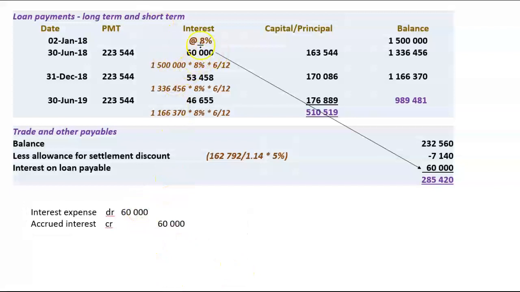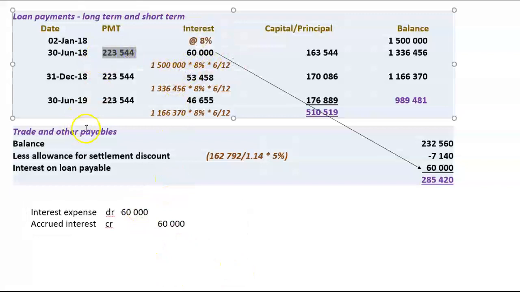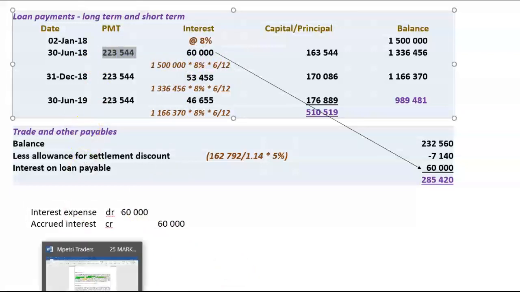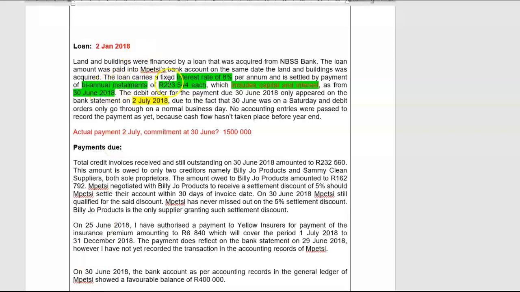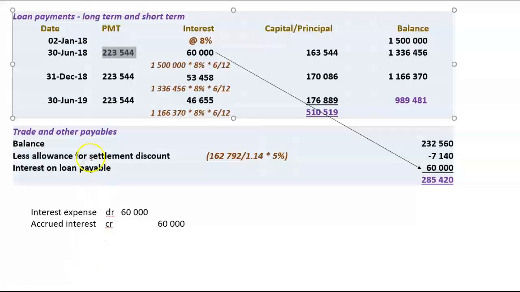Good. The second thing that we're going to do is, well, we have given them a payment of 223,544. That's what they tell us. They say biannual installments of 223,544 each. So that is the amount which was paid on 2nd of July. If 60,000 Rand of that amount is interest, it means that the difference is going to be capital. So what is the outstanding capital balance then after this payment has been made on the 2nd of July?